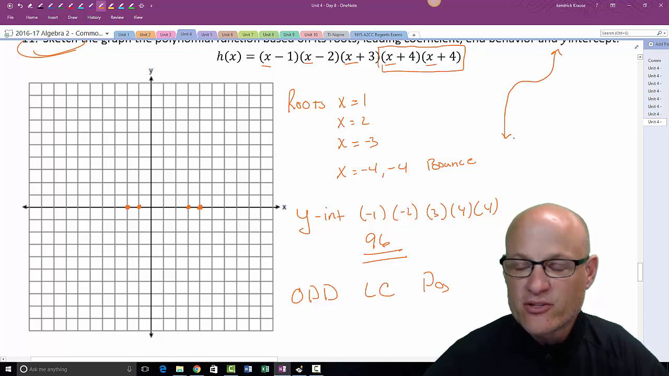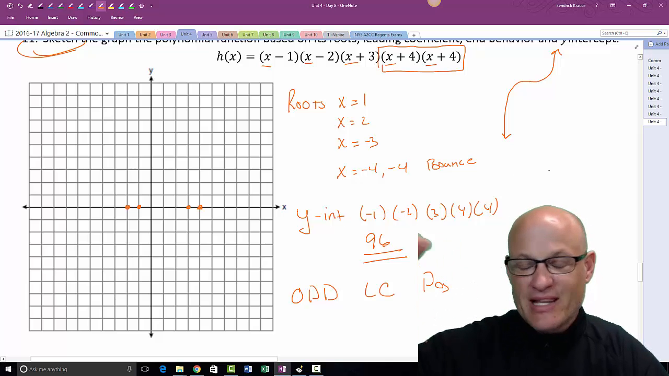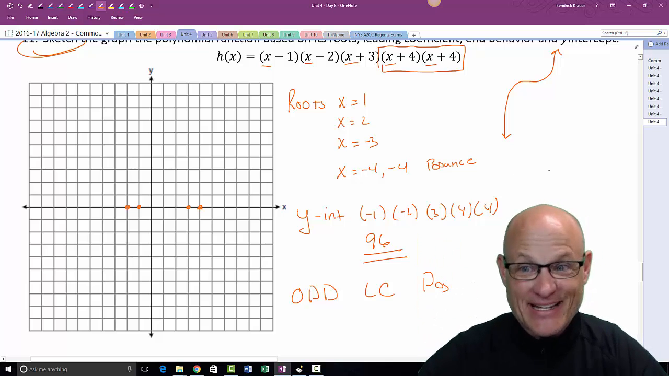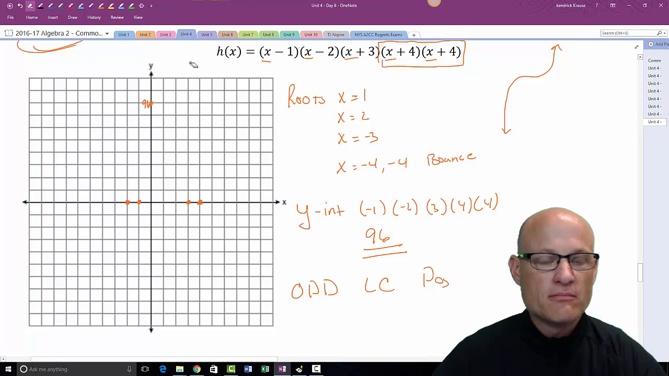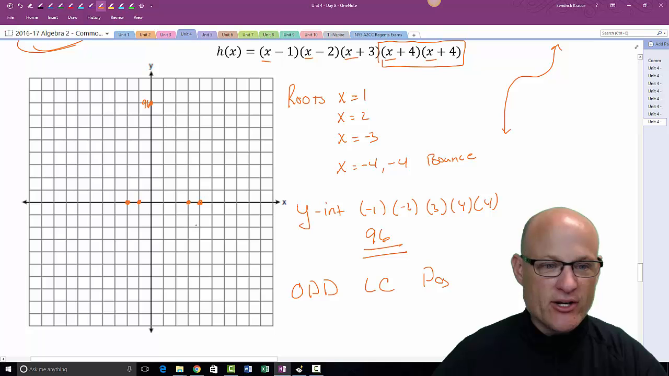Now, because of all these roots, it's going to have some bumps, lots of bumps in there, and it's got to get up to 96. So I'm going to say this is 96. So just put that there. That's the scale, 96. Okay. So now I know it's got to start down here. So I'm going to point down.